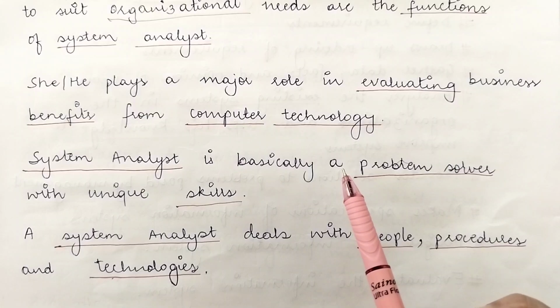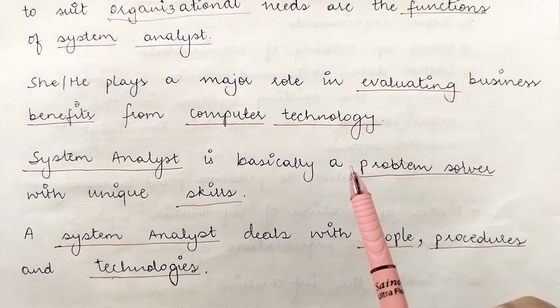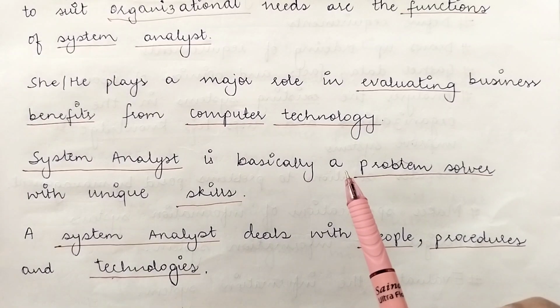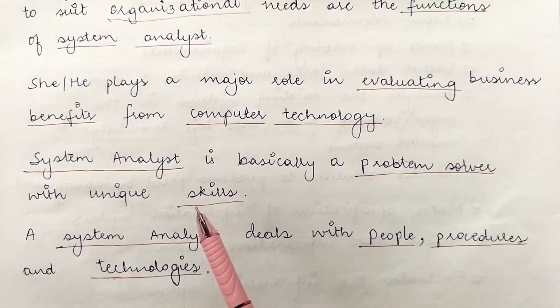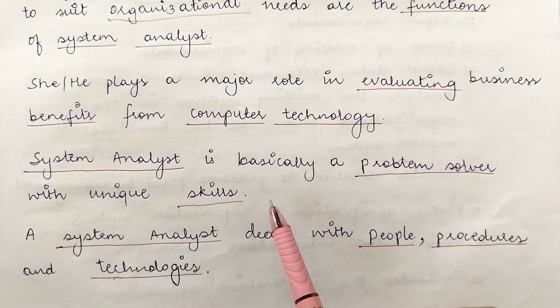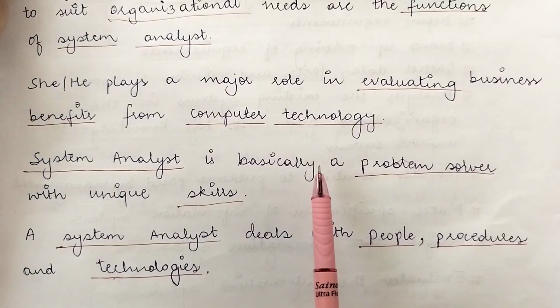Again, the user does not know all the requirements from a particular system. So extracting his requirements by certain conversations or questionnaires or on-site observations is also the task of the system analyst. Evaluating the benefits of the system from the information technology is also the task of the system analyst. So in a way, he is solving all the problems of the client. So you can say that the system analyst is the problem solver with unique skills, because not everyone who is an information technologist has these skills. It is only the system analyst who has these skills.